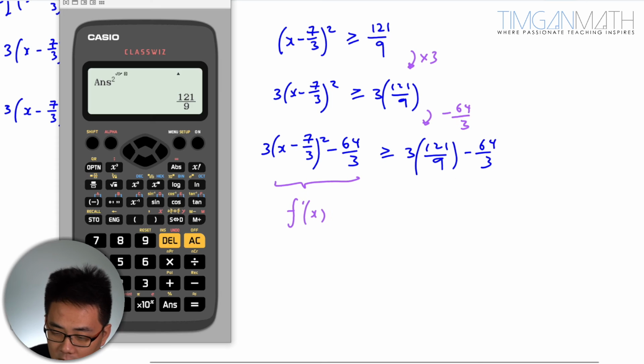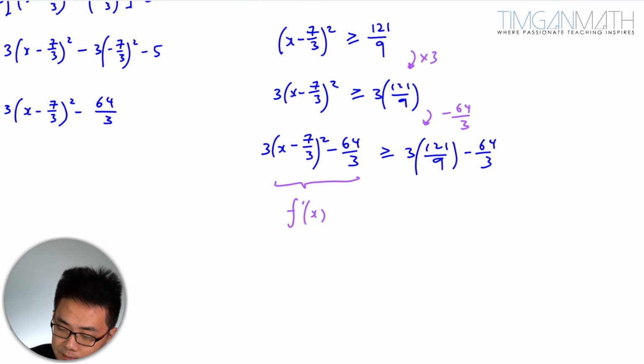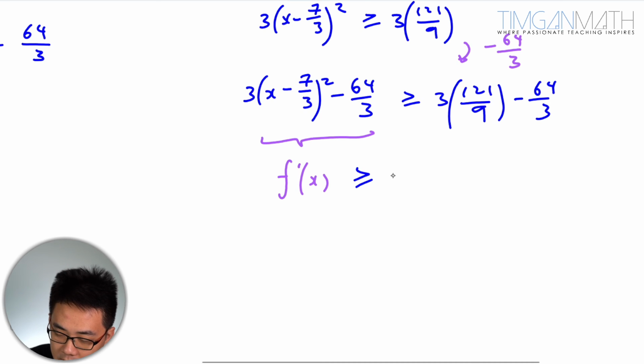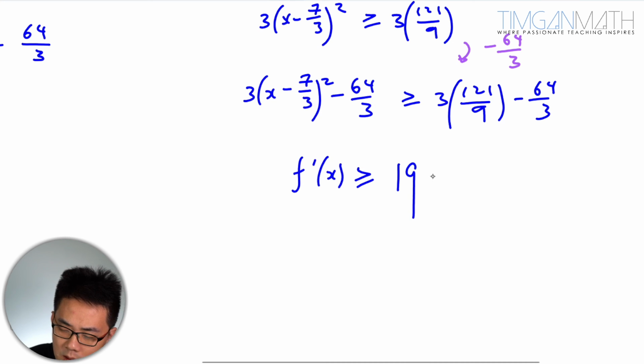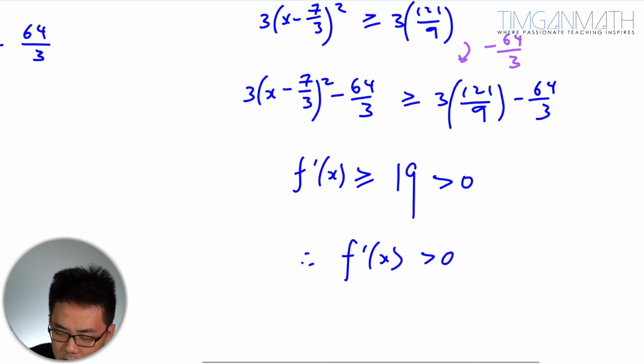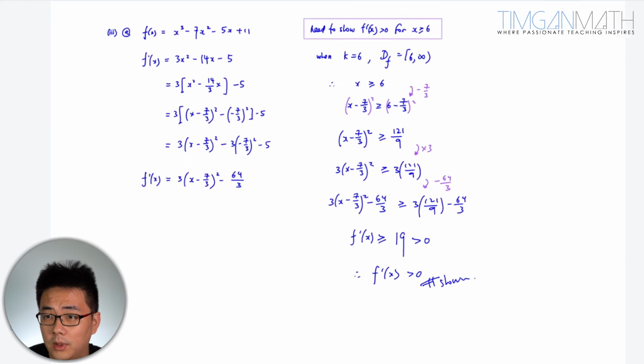This just needs the calculator. So it's 3 times 121 over 9 minus 64 over 3. Okay, that will give us 19. Great. So in this case here it is 19. Of course, this is not the only way to show it, but I think this is easier. So this is more than 0, hence f prime x is more than 0. It's always positive. Shown. Okay, this is how we show this part here. Then we're going to look at part B.